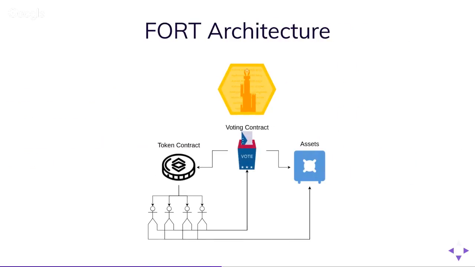So the general architecture looks something like this. There are 3 Ethereum contracts that manage the FORT system. The first is the token contract, and the token contract is a very standard Ethereum contract.